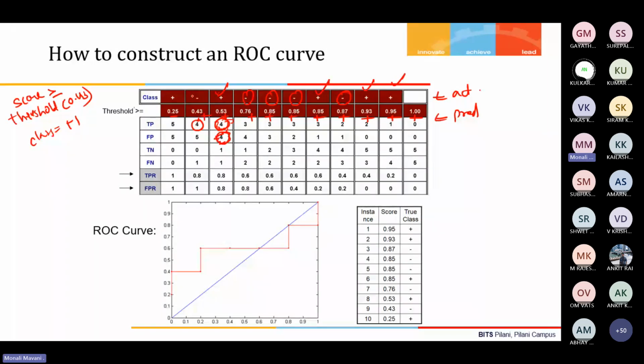Yeah, we have to consider 0.43. I showed for 0.53, but we were talking about 0.43. So I have got false positives as 5, and true negatives are 0, and false negative is 1. So we got these 4 numbers, apply the formula for FPR, TPR. Likewise, you have to fill up this table and get the values of FPR, TPR, and then start plotting.